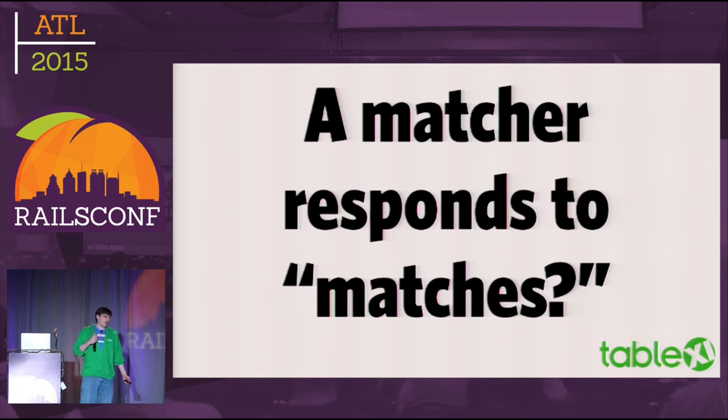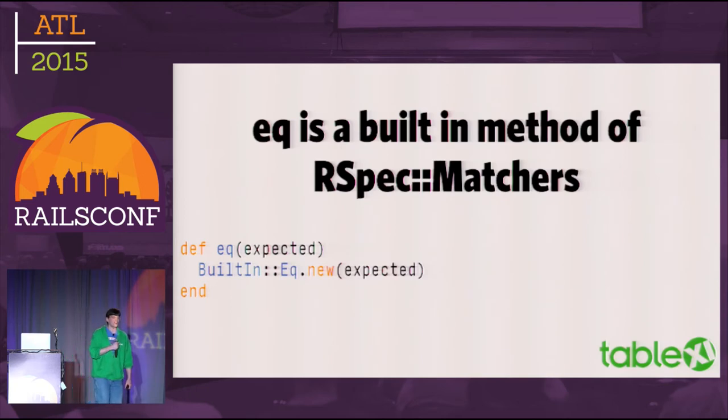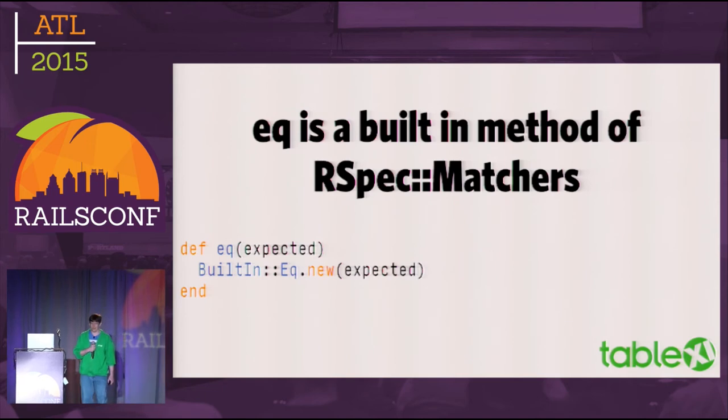So what we had there was `to eq`, the `eq` method. `eq` is one of several built-in methods that RSpec defines in a module called RSpec Matchers. They're all of these shortcut methods that are really thin wrappers around matcher objects. In this case, the matcher object is called BuiltIn::Eq. All of the default RSpec matchers are defined in this one RSpec Matchers file, and most of them simply defer out to a more complicated object that handles the actual matcher.